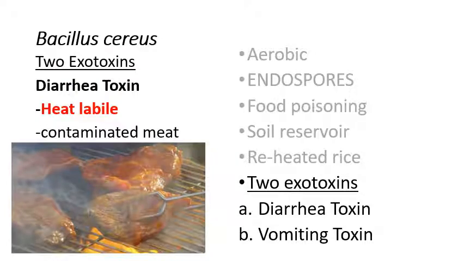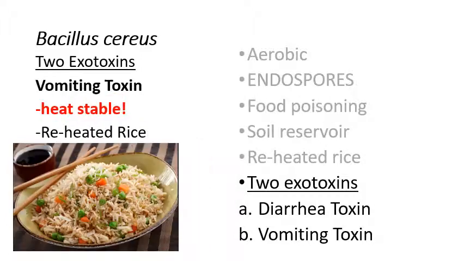So the diarrhea toxin is heat labile. You should know the word labile means that it can be deactivated by heat. So occasionally you get Bacillus cereus contaminating meat, but if you cook the meat, you won't get the toxin. You won't end up with diarrhea.